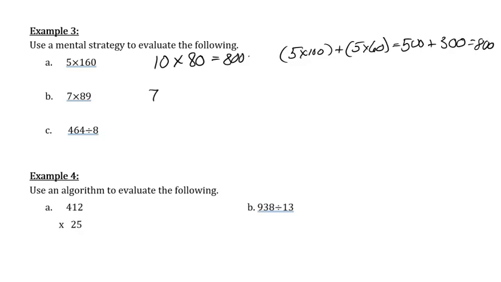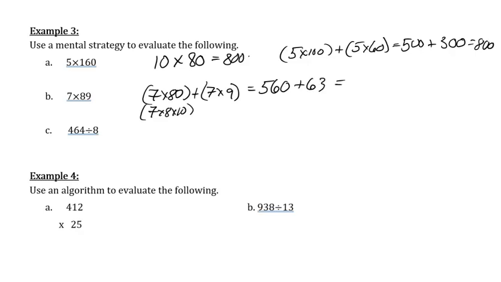So both will work. For this one, let's do the distributive law. 7 times 80 plus 7 times 9. So 7 times 80, I know it to be the same as 7 times 8 times 10. Same thing, same dealio. 7 times 8 is 56, so that makes that 560 plus 63, and I'm thinking 500 plus 123, so that gives me 623.